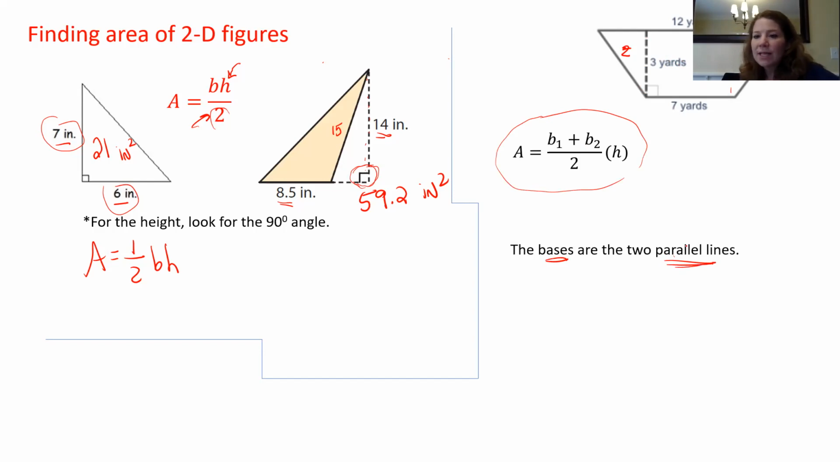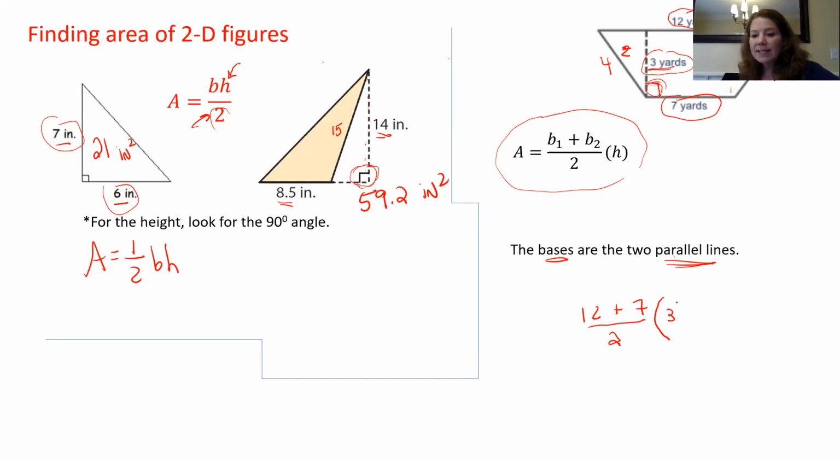So look at this trapezoid. This line and this line are parallel. So that means the bases are 12 and 7. So we're going to add 12 plus 7, and then we half it. And then we multiply the sum of the bases, half of the sum of the bases, times the height. So once again, we're looking for a right angle. So if they told us that this side was 4 and this side was 4, well, we could use that to find the perimeter, but not to find the area because we have to have that 90-degree angle right there.